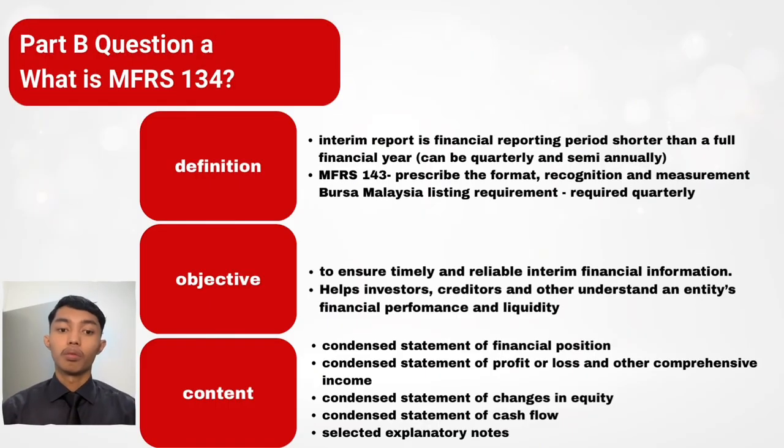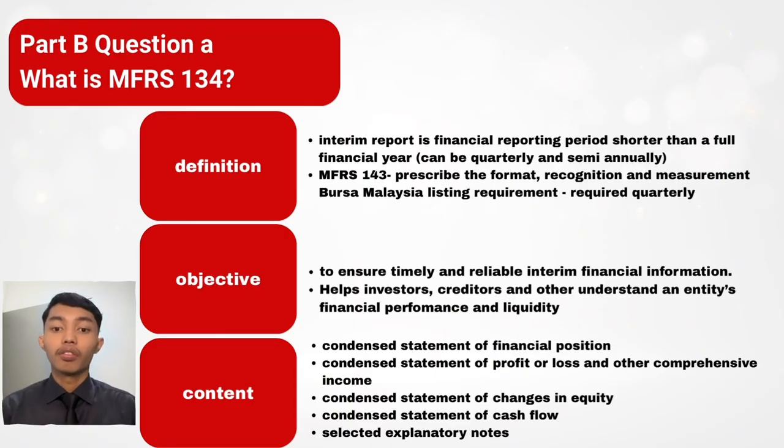Okay, next, I will be explaining about MFRS 134, which relates to interim financial reporting. MFRS 134 deals with interim financial reports, which refer to financial reporting periods that are shorter than a full financial year. This means a company can issue reports quarterly or semi-annually. The standard prescribes the format, recognition and measurement of preparing interim reports. For companies listed on Bursa Malaysia, issuing a quarterly interim report is a mandatory requirement.